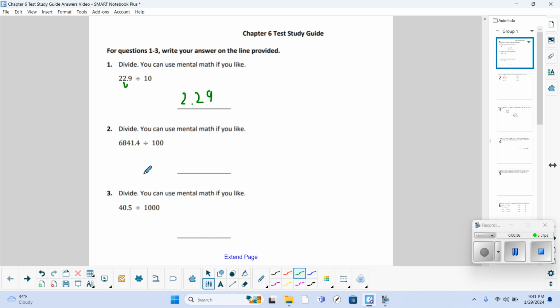For the second question, it says 6,841.4 divided by 100. Once again, it's a power of 10, and we're getting smaller, and 100 would be two place values, so we would move the decimal 1, 2 places, and our answer would be 68.414.